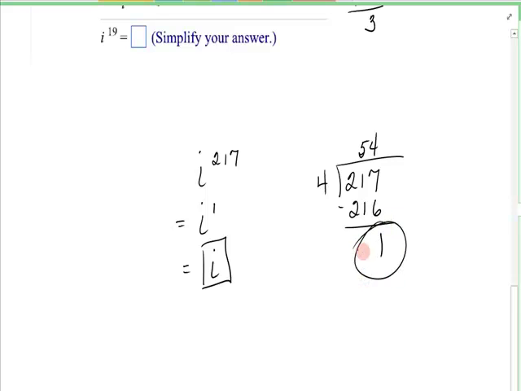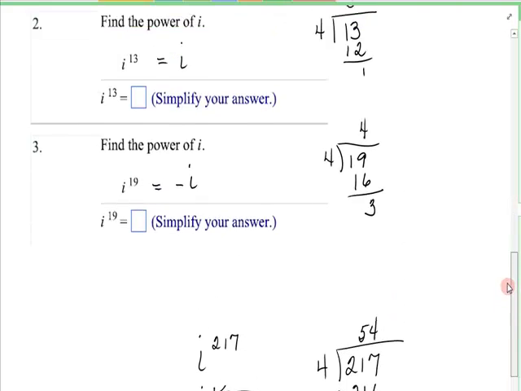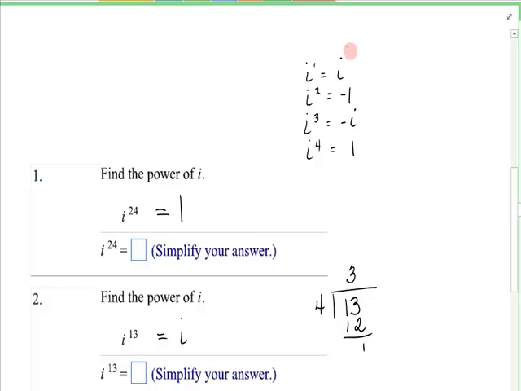It is the remainder, and the remainder will be, if it's 0, then the answer is 1. If it's 1, the answer is i. If it's 2, the answer is negative 1. If it's 3, it's negative i. It can't be 4 because you can't have a remainder of 4. So whatever the remainder is, that's the power, and you should commit to memory or be able to recreate this list.